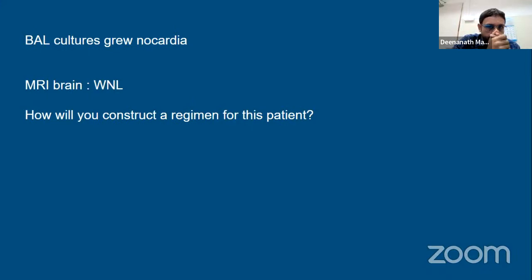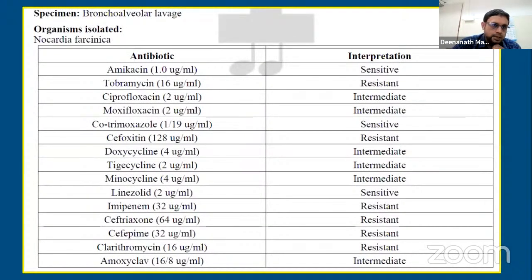Initially, he was on about 4 to 6 liters of oxygen. So initially we had started him on TMP-SMX plus imipenem. Now he had Nocardia farcinica, but to our surprise, imipenem resistance is not very common in this species, but he turned out to have imipenem-resistant Nocardia farcinica. So again, this case highlights the complexities of choosing a regimen in transplant patients, because look at the options that I have there.